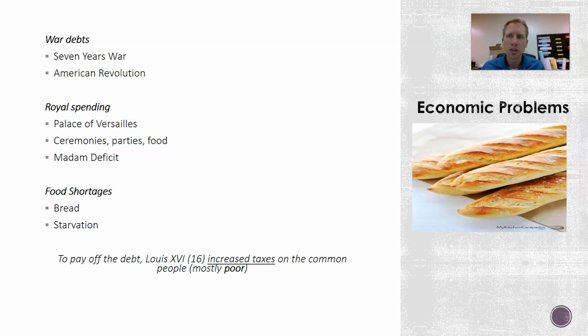This was their diet. So, a quick recap. You have economic problems that are going to lead to the French Revolution, including war debts of the Seven Years' War and American Revolution. You have the royal spending on the Palace of Versailles, all these fancy ceremonies and parties and food. You have Madame Deficit, Marie Antoinette, spending a bunch of money, which you're going to learn about in the videos and in other places as we get to that. You have food shortages, mostly around the fact that they're running out of wheat and bread, which is going to lead to starvation. And Louis' response to all this is to increase taxes on the common people, which is just going to make matters even worse. So every time Louis tries to help, it's actually going to make things worse than before.